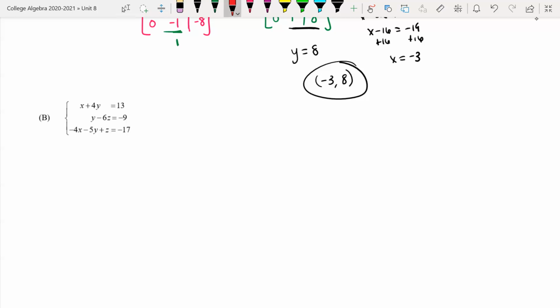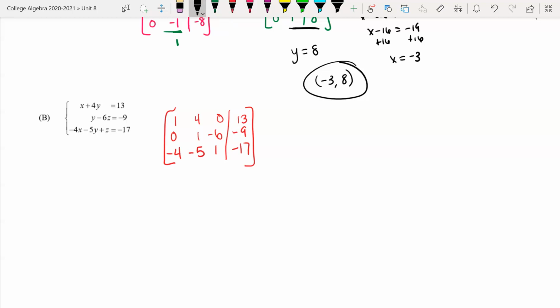When I write this in an augmented matrix form, I have 1, 4, there are 0 z's, so I'm going to write a 0 there, and then 13. And remember, my equal sign is represented by a straight line. So 0 x's, 1, negative 6, negative 9, negative 4, negative 5, 1, negative 17.